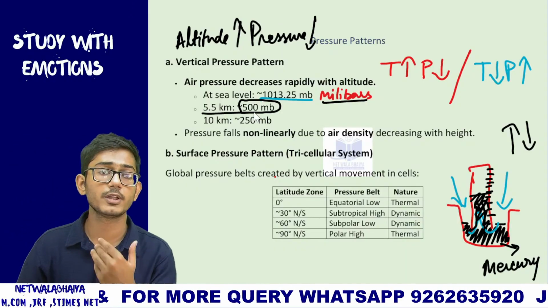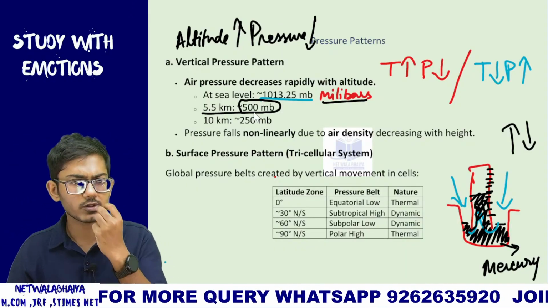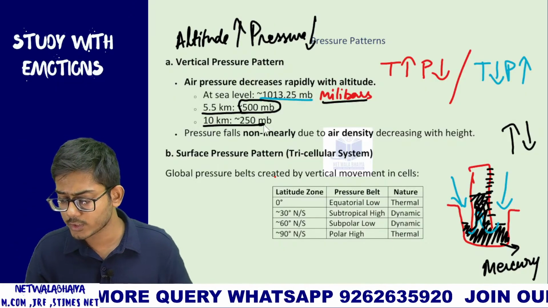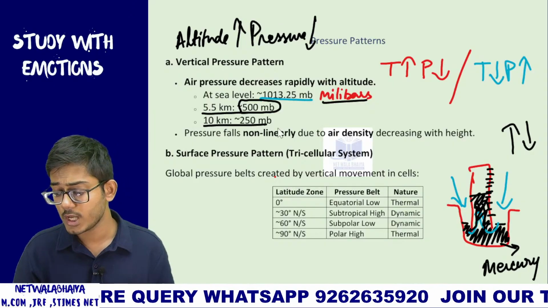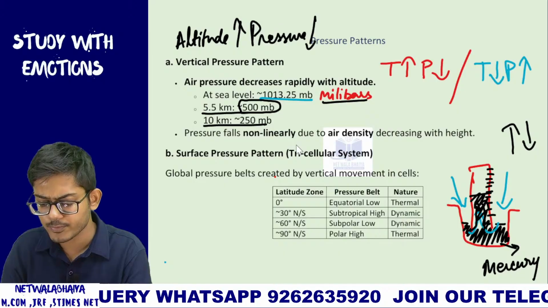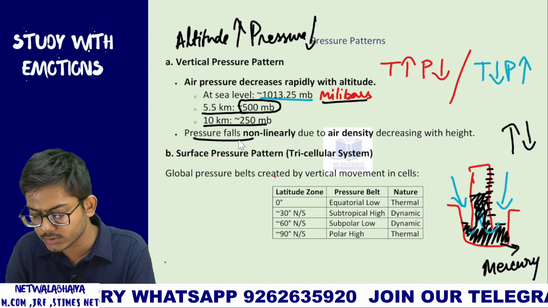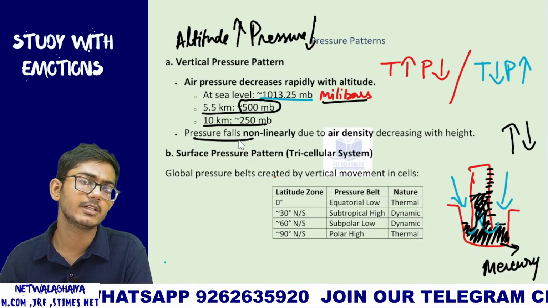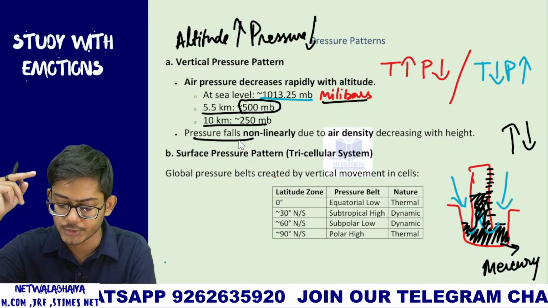That is why we have breathing problems, and some people get nose bleeds when we go up in high mountains. And as we go 10 kilometers up into the troposphere, the pressure becomes only 250 millibars. The pressure is extremely low here. So pressure falls very drastically with the decrease in air density because of the increase in altitude.